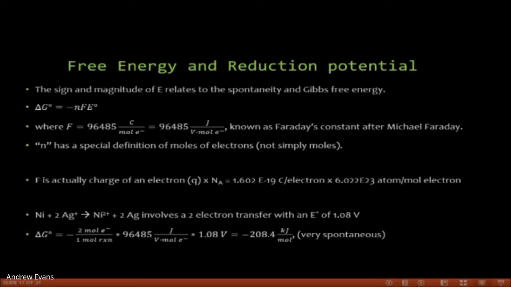Now, a lot of the Gibbs free energy that we've been dealing with, we've been talking about like maybe 50, maybe 100. So to have something on the scale of negative 208 kilojoules is very large indeed. Which makes this very spontaneous. If I put nickel solid into silver solution, it will rapidly begin to react and create a large voltage.